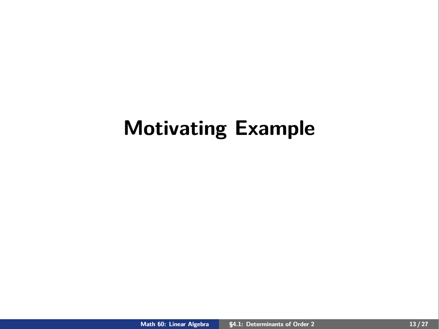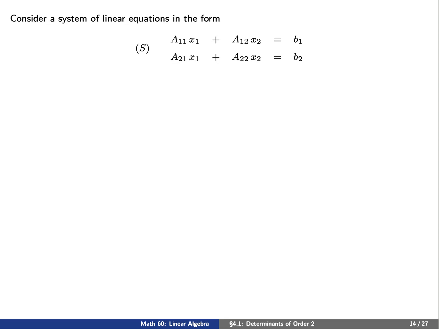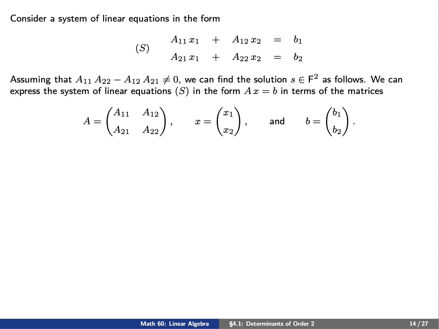But for now, let's give a motivating example on why we might want to do all of this. Let's consider a system of linear equations in the following form. Here we have two equations and two unknowns, x1 and x2. Assuming that this quantity, a11 times a22 minus a12 times a21, is non-zero, then we know that we can find the unique solution, s, as follows.